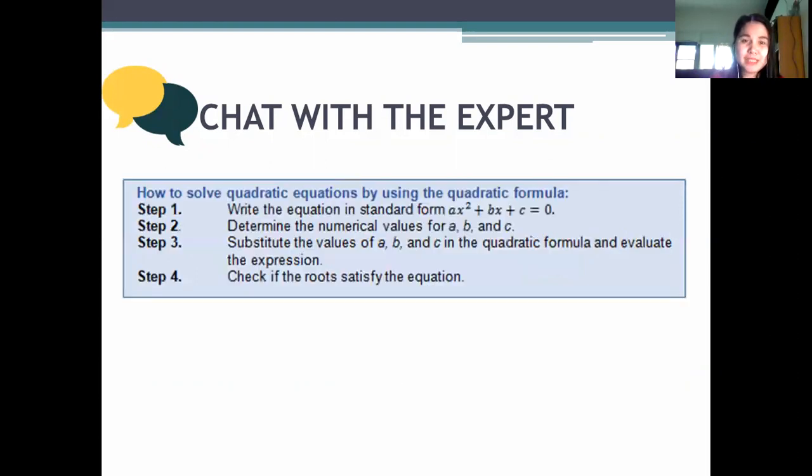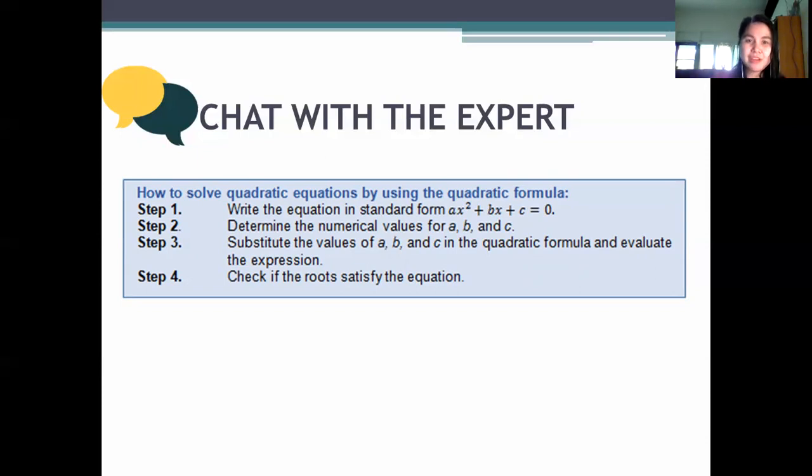Now, how to solve a quadratic equation using the quadratic formula? Here are simple steps. Step number 1, write the equation in standard form. Step number 2, identify the values of A, B, and C. Those of you who are modular students, you really need to write the values of A, B, and C because I'm placing a different score for that. Step number 3, substitute the values of A, B, and C in the quadratic formula. And step number 4, check if the roots satisfy the equation.